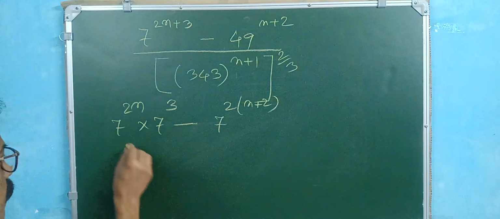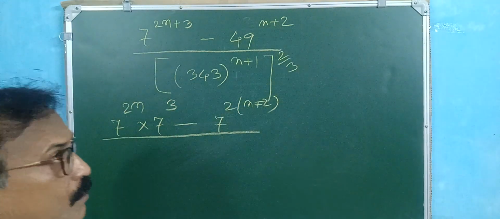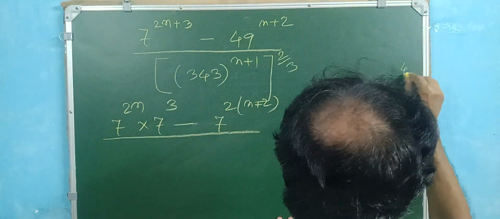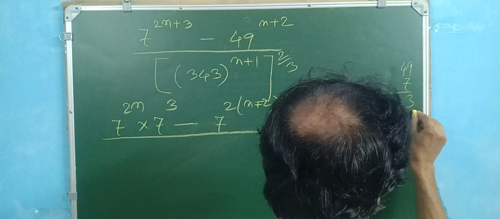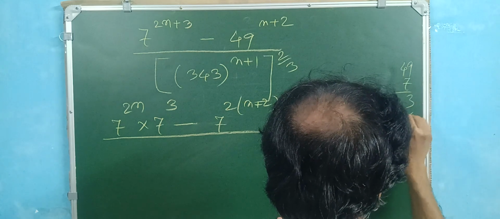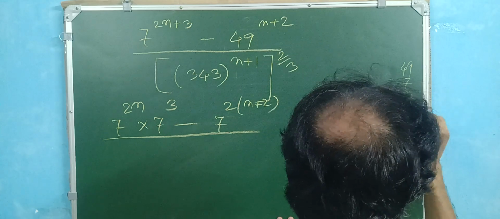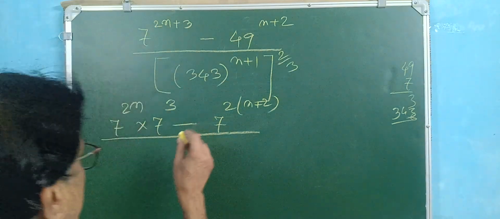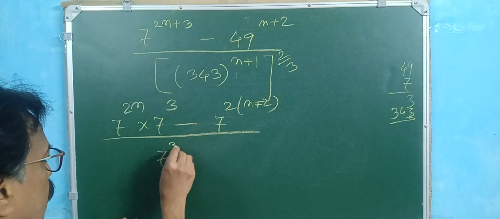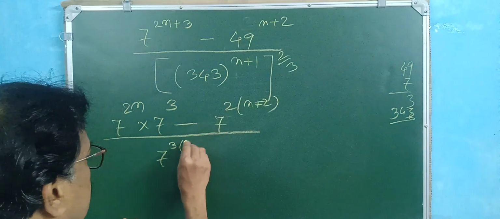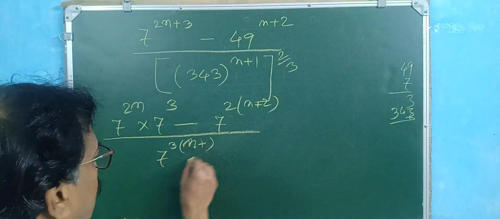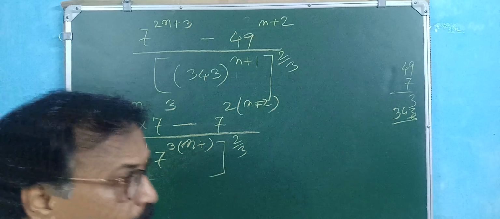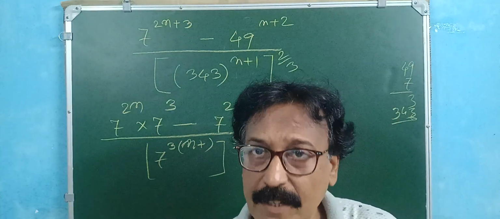No problem. Clear? Now this 343, that is 7 into 7 into 7. 7 7s are 49, into 7. This is 6, 28, 343. So 343 means actually 7 to the power cube. You write here 7 to the power cube, and this is 3 n plus 1. Okay. Now this is 2 by 3. No problem. Just to visualize. Self-confidence is very important thing.